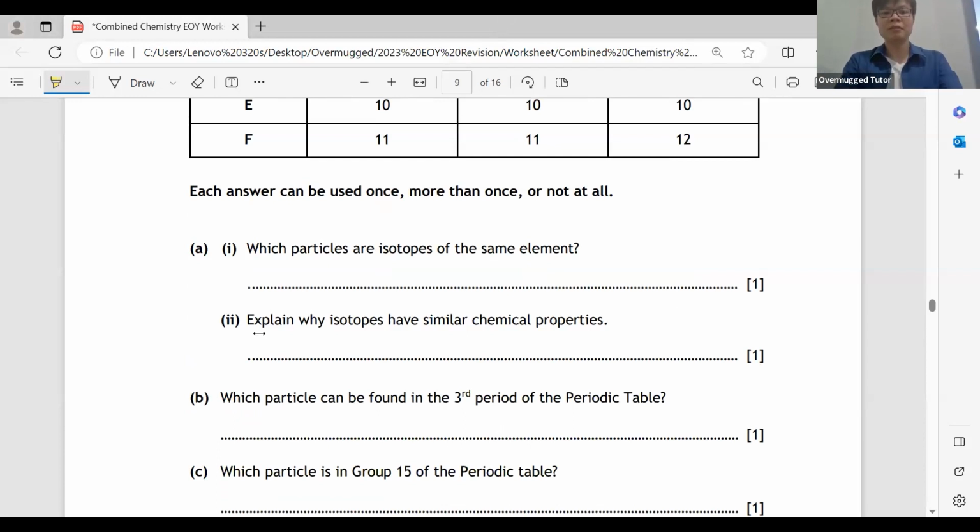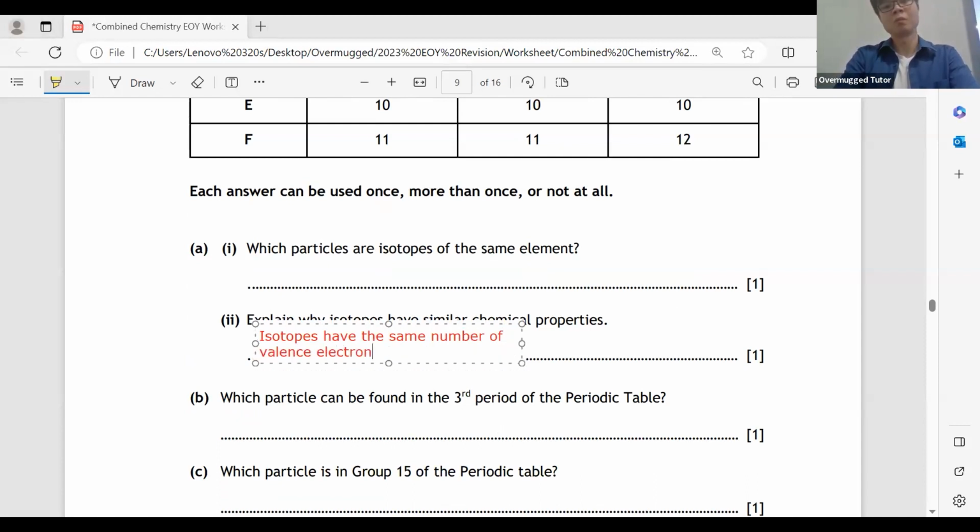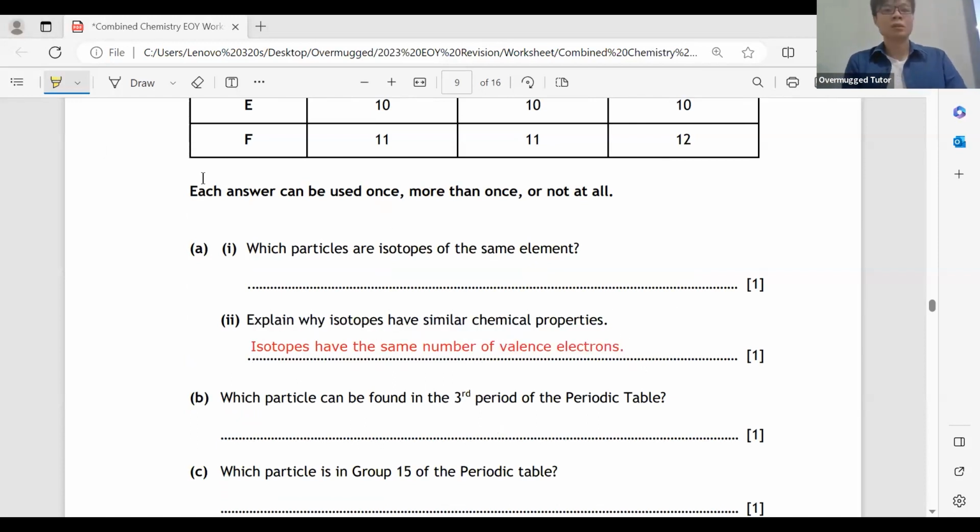Isotopes have the same number of outer shell electrons. Chemical properties are related to the number of valence electrons. Therefore, elements in the same group have similar chemical properties.